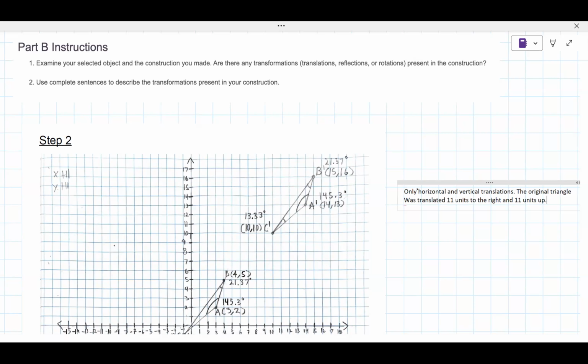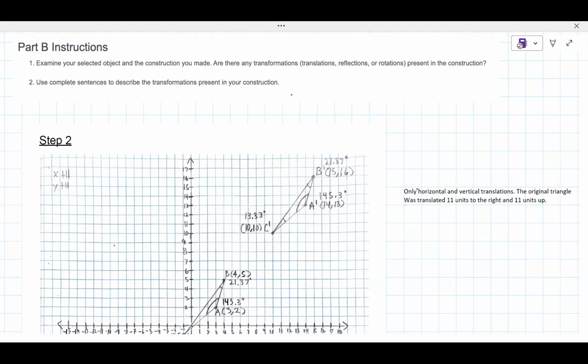Got it. So that's one part of part B. And then it says use complete sentences to describe the transformations present in your construction.